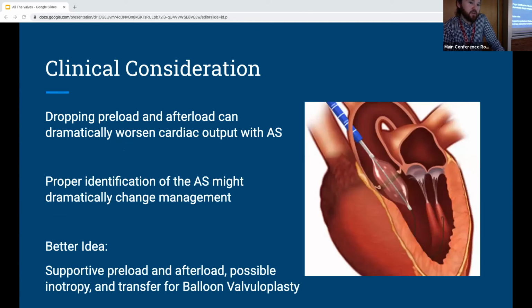Dropping preload and afterload can dramatically worsen the cardiac output with aortic stenosis specifically. So proper identification of this lesion might dramatically change your management. A better idea on this patient is actually to support the preload, support the afterload, give them a little bit of inotropy to increase their cardiac output, and actually transfer these patients. Balloon valvuloplasty would be life-saving.